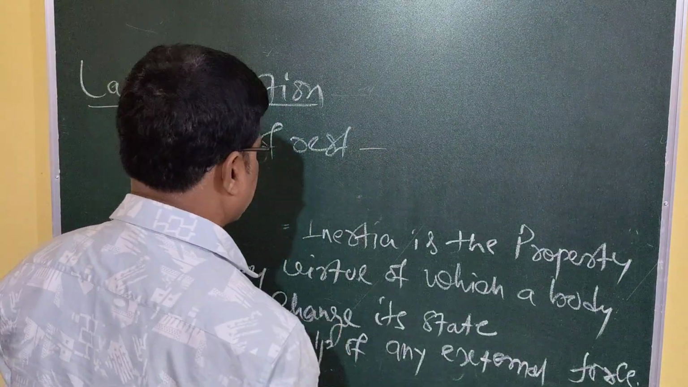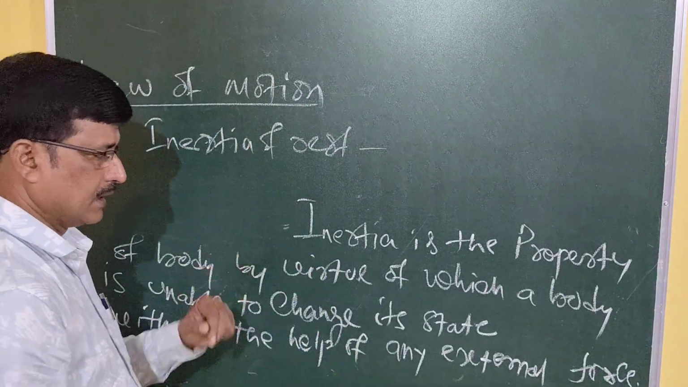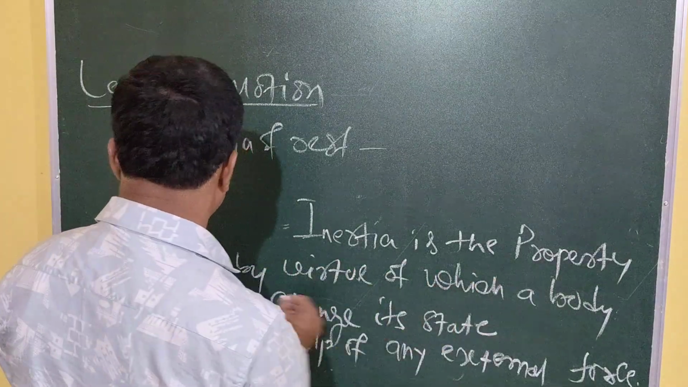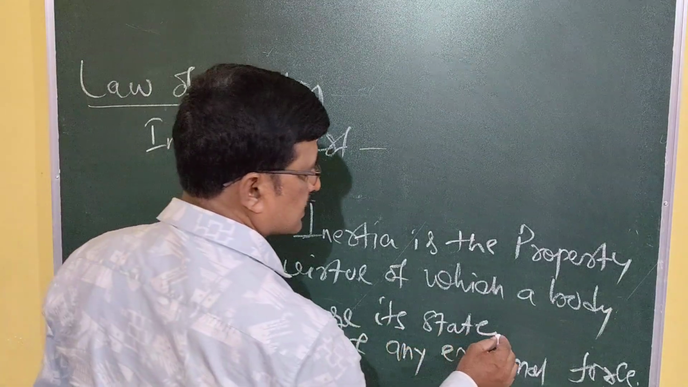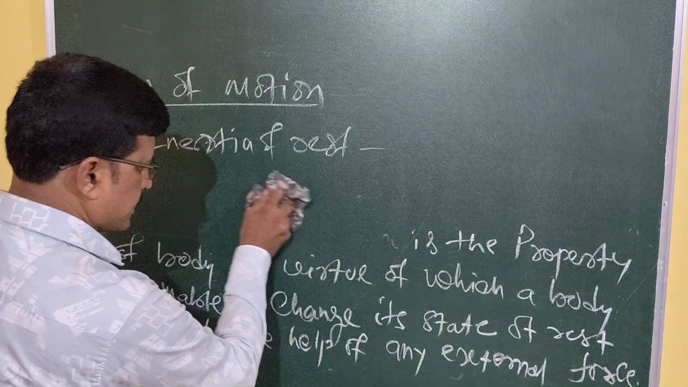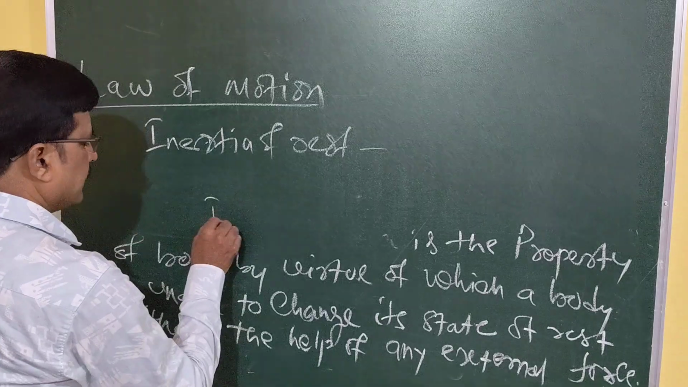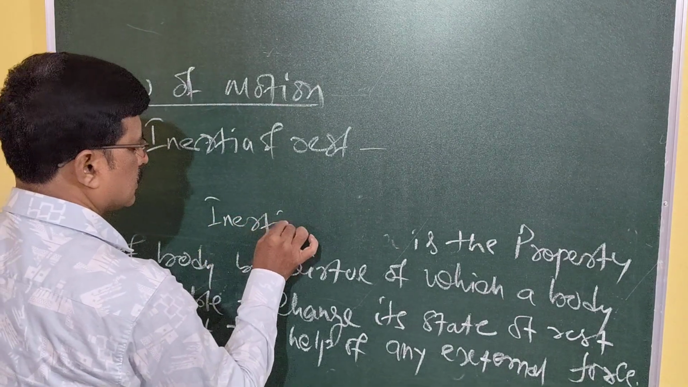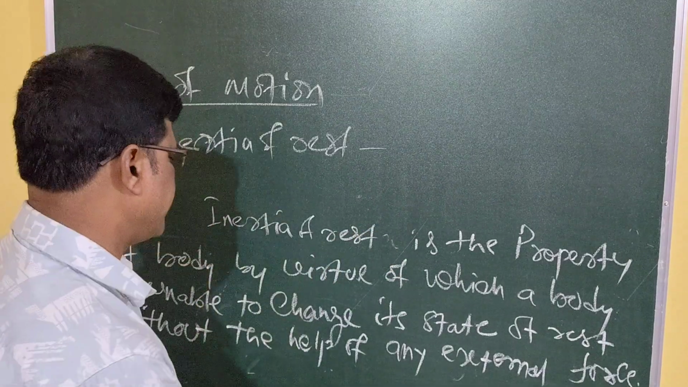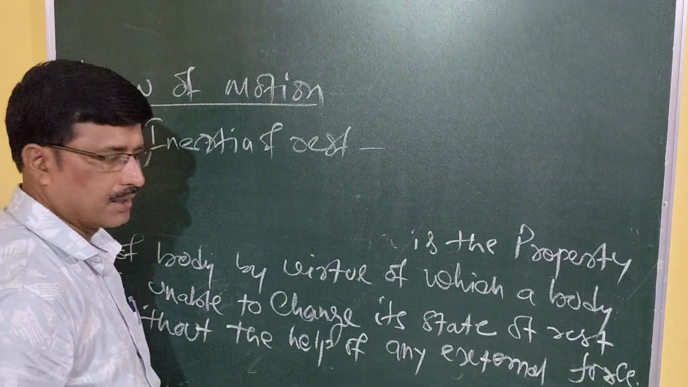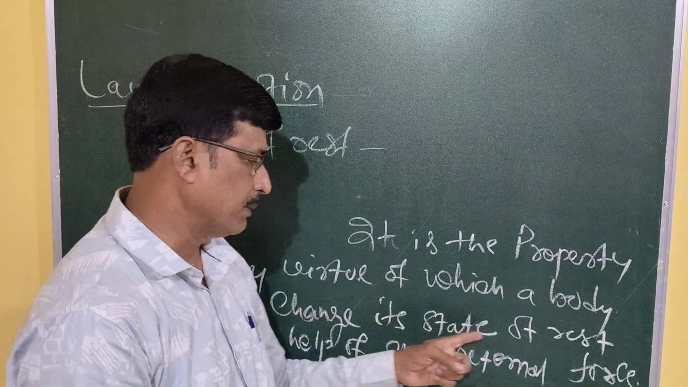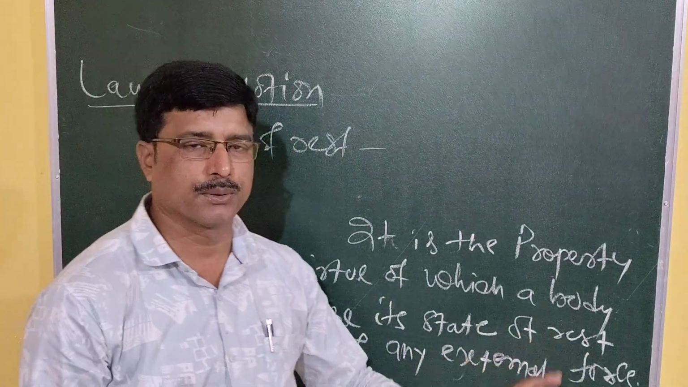What is this inertia of rest? The same definition, we just have to make some changes. Inertia of rest: inertia is the property of a body by virtue of which a body is unable to change its state of rest without the help of any external force.